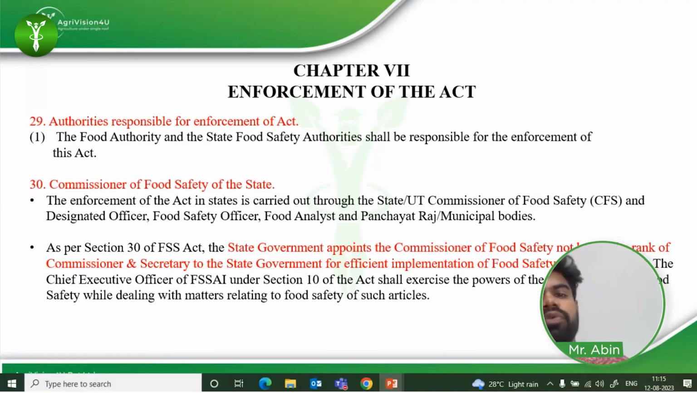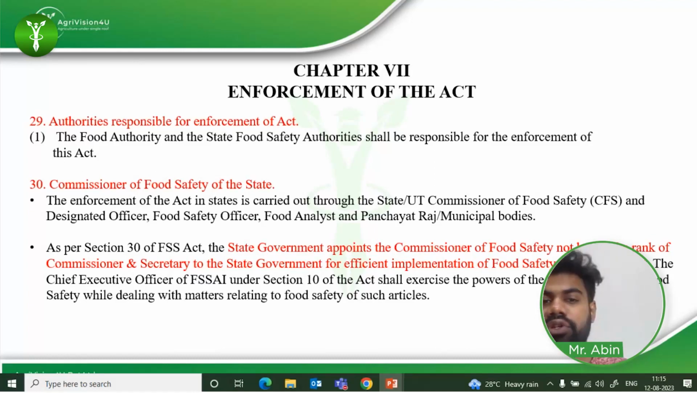Who all are responsible for the enforcement of the Act? Whatever is written in the Act, who will be seeing whether all the FBOs, or whoever is coming under this Act, are doing it properly? If it is not according to the Act, or if a violation is happening, then who is responsible to take it as an offense or penalty, and give punishment or imprisonment to the people who are acting against it? In section 29, the authority responsible for the Act is given. So the Food Authority and the State Food Safety Authorities will be responsible for enforcement of the Act.